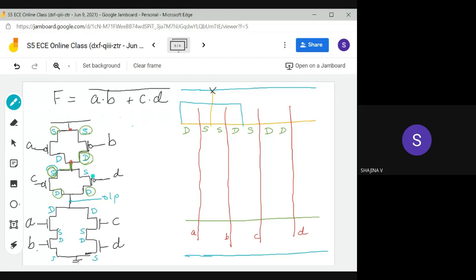Now one more point is required, that is this source, that is drain of D. Sorry, source of D. Source of D, if we go there, it is this point, source of D. So to this point I am also connecting this one. Okay, so these are connected together, right? The connections are complete.